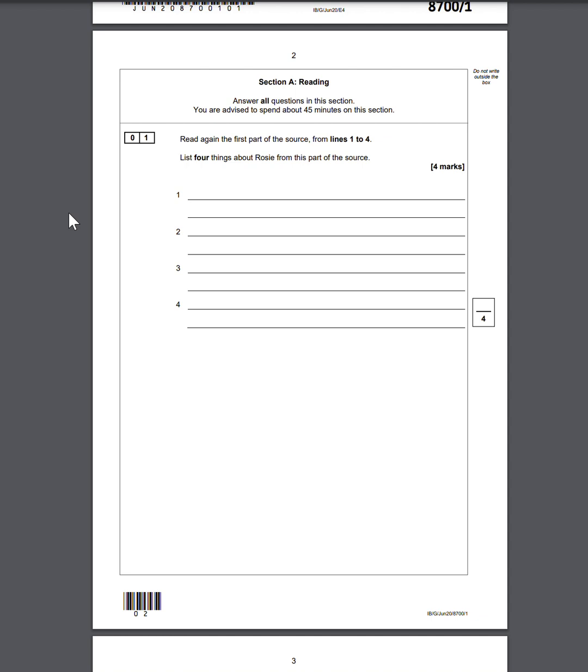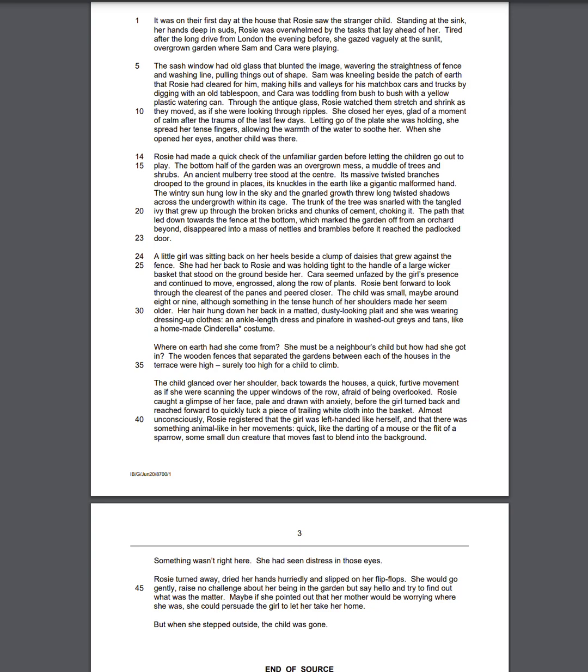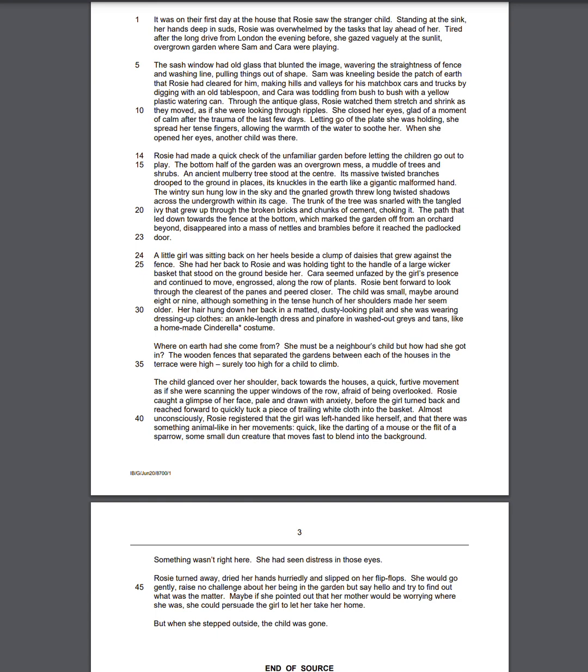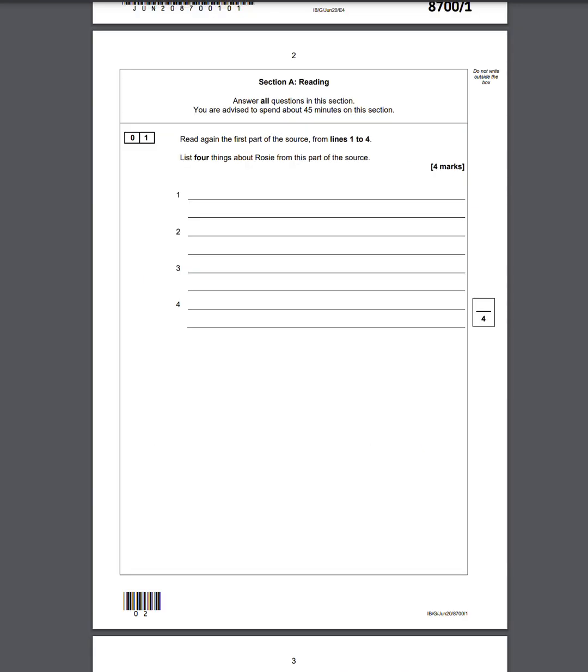In this case, it's from lines 1 to 4. I've seen it from lines 1 to 9 in the past, etc. But it's just 4 things about a certain topic in the extract. Some top tips for this, as I said, you cannot take it from this box at the top. It has to be from line 1 onwards, as you can see on the extract there.